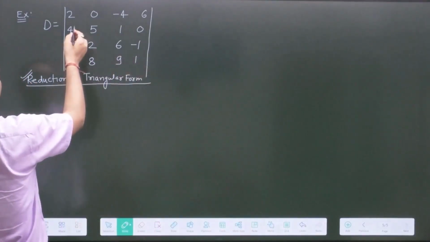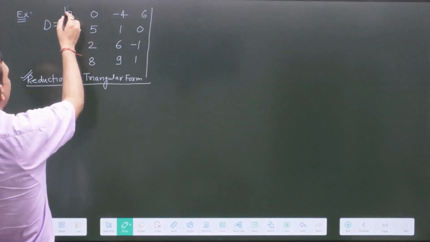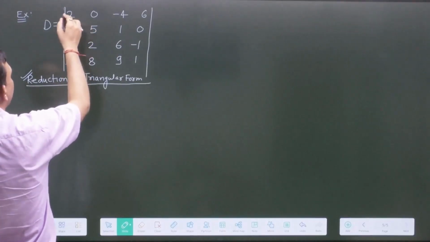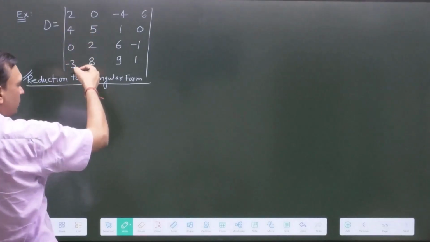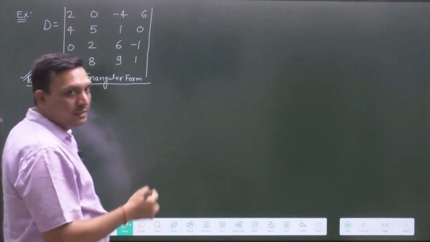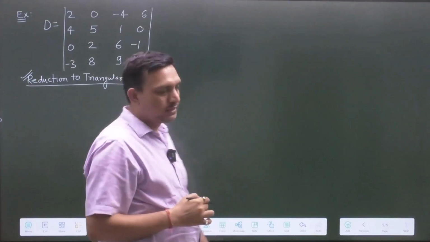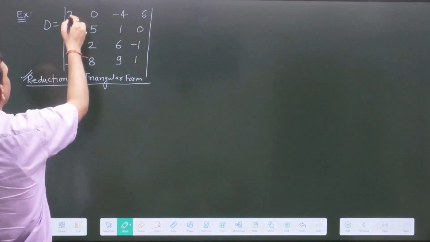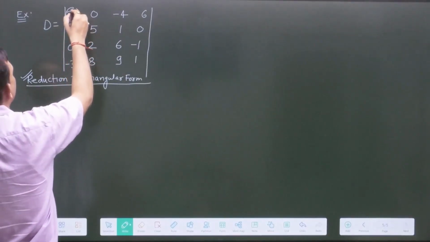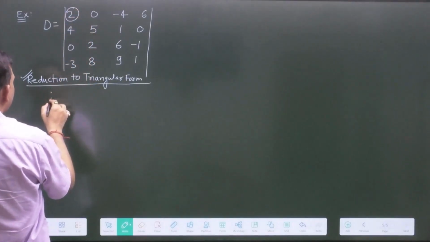So what you have to do? You have to focus on this. This will be the pivot element, and you have to reduce this to 0. We will try to express it as an upper triangular matrix, so we will use elementary row operations. Let's consider this particular one and try to reduce this to 0.